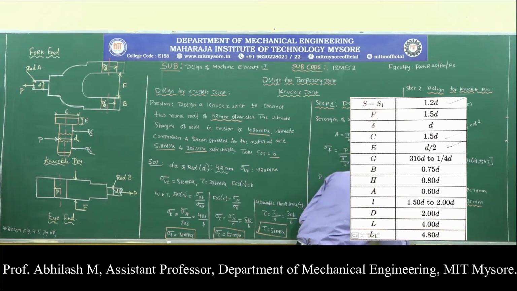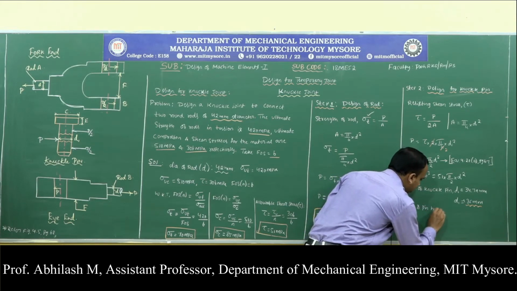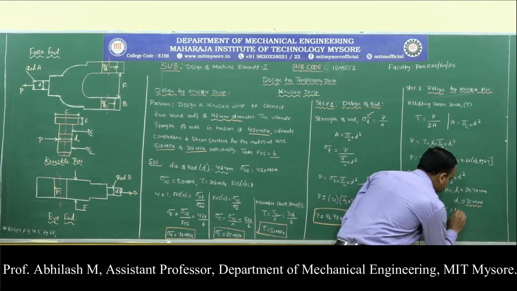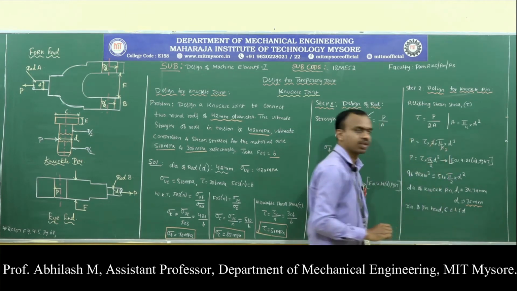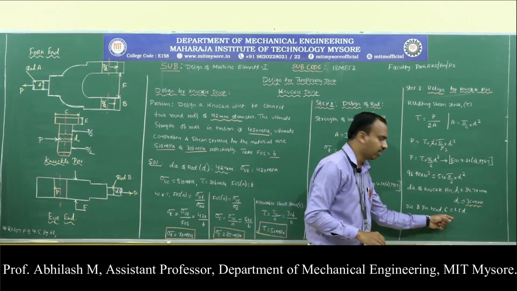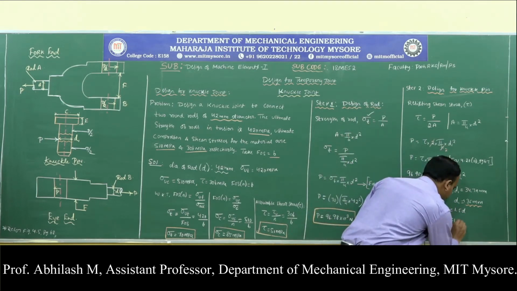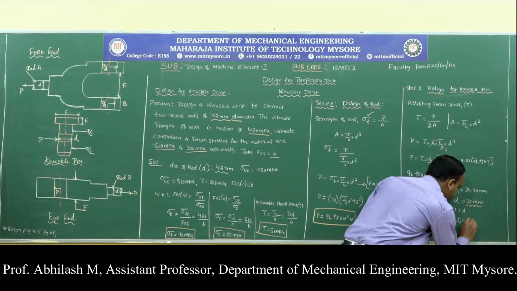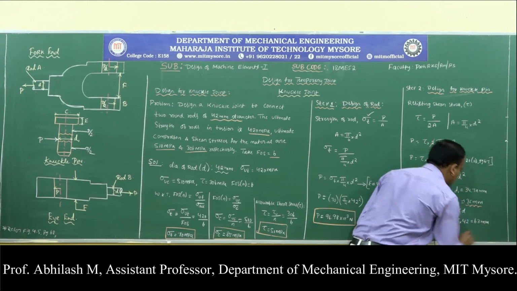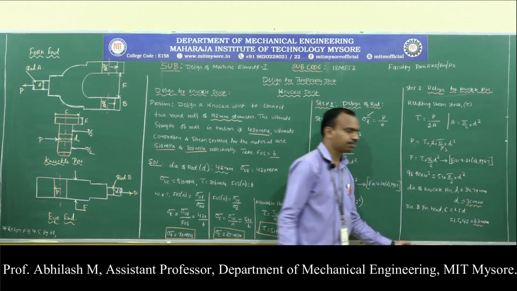So the diameter of the pin head, which is denoted by the term C, is given by 1.5 times D. You can refer to page 68 in the design data handbook, where they have given the value of C to be 1.5 times D. So what is 1.5 times D? D is 42, so the value will come around 63 millimeter.